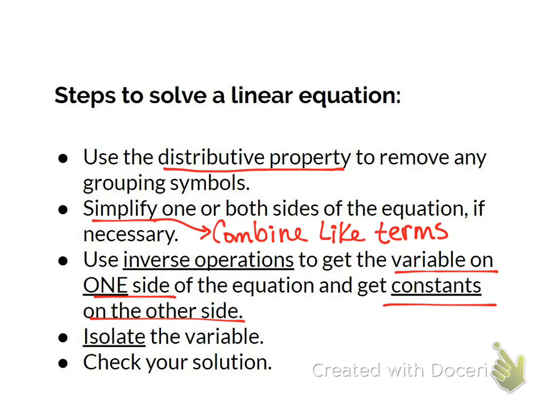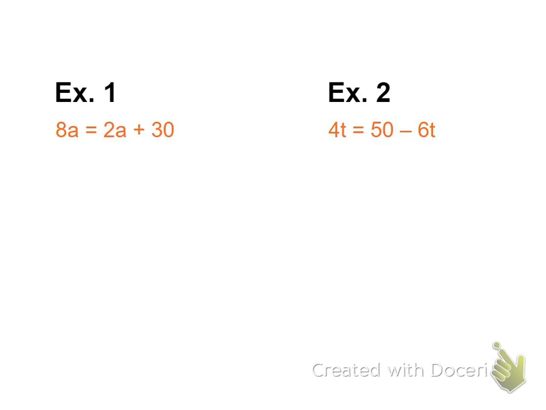The last two steps are pretty familiar. Isolate the variable, get it alone, and then we should be checking our solutions on some of these more complex problems. Again, I would not write this slide down word for word, especially these first couple things can get shortened real quick. First step, distributive property. Next, simplify by combining like terms. Okay, variable on one side, constants on the other side. Let's get into our examples.